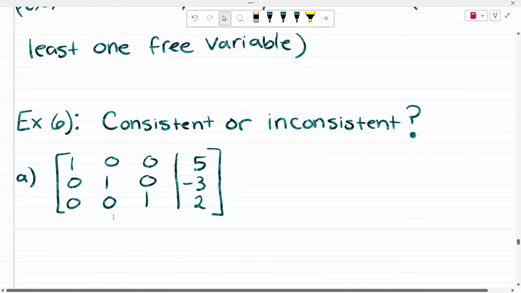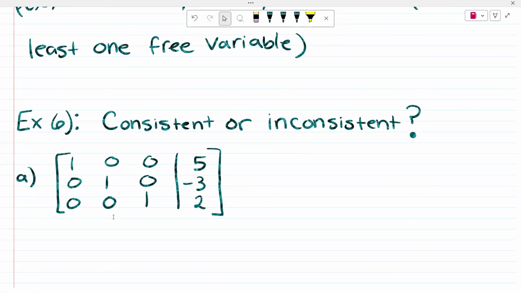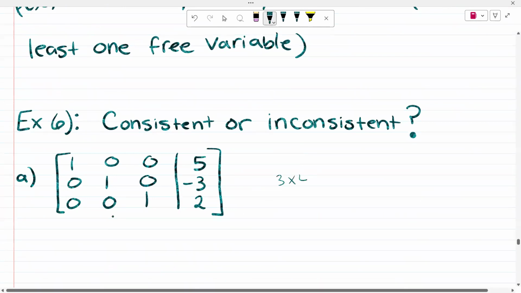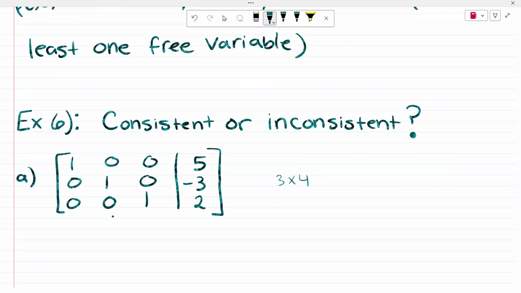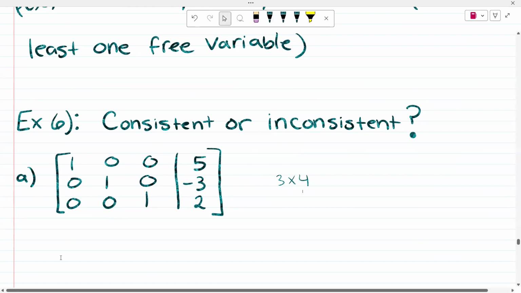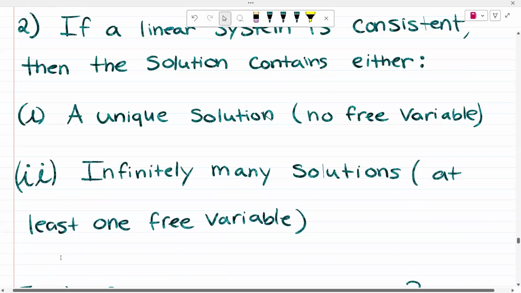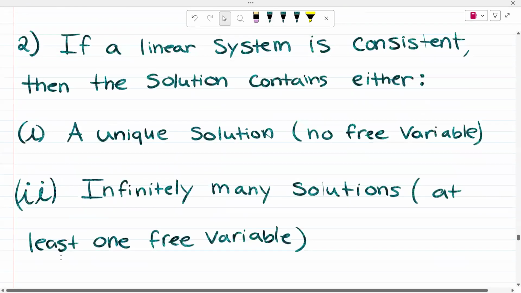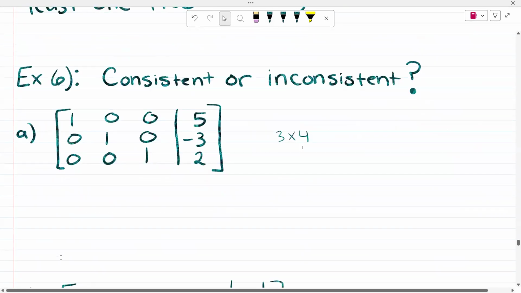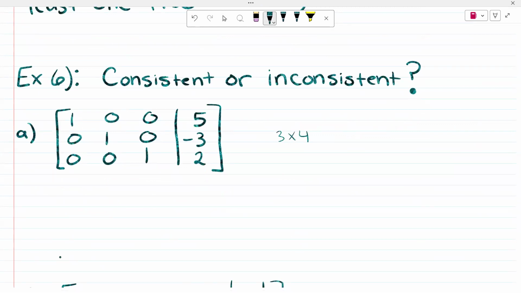So let's look at example 6. We have this matrix, and it looks like it's 3 by 4. Right, so this matrix is 3 by 4, and we want to know if it's consistent or inconsistent. So what is inconsistent? Inconsistent is no solution, right?